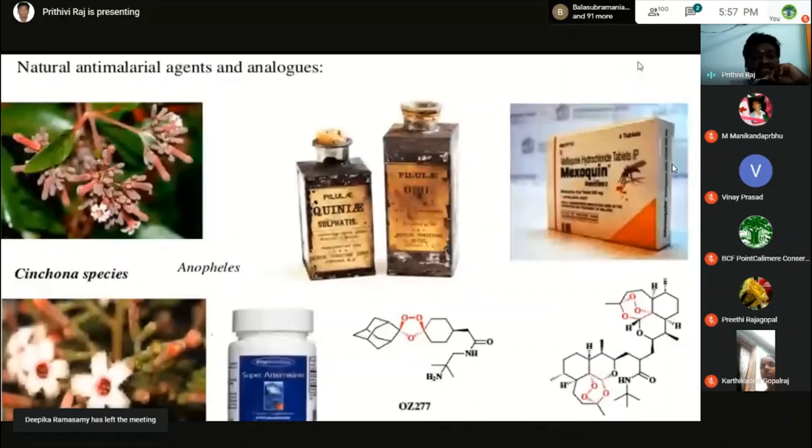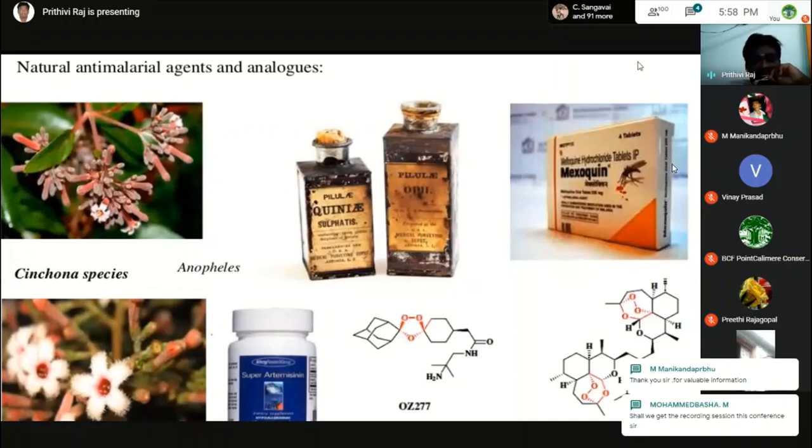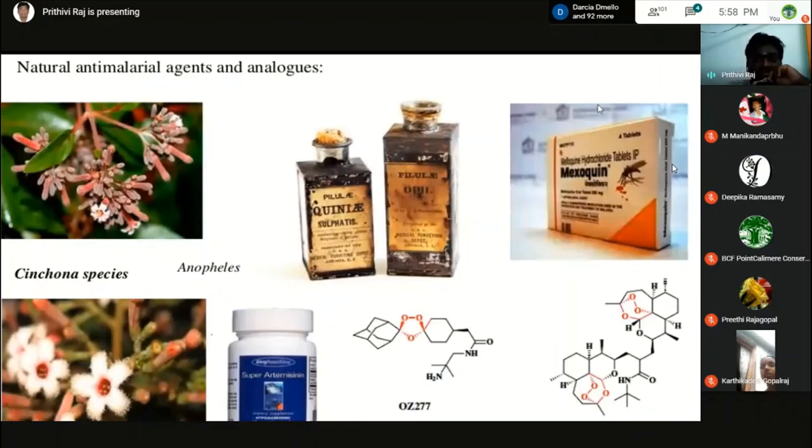Another anti-malarial agent comes from the following plants, which maybe occur in Ooty and some other cool places. So it is an anti-malarial drug. When you are having a malaria season, you use these drugs, like Mefloquine. These drugs come from these plants, and they also have good antimicrobial activity.